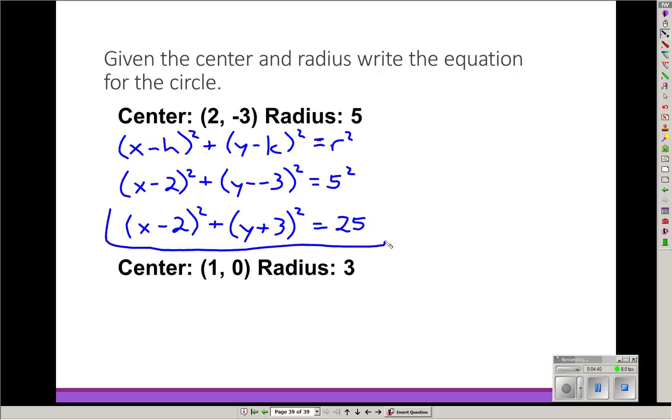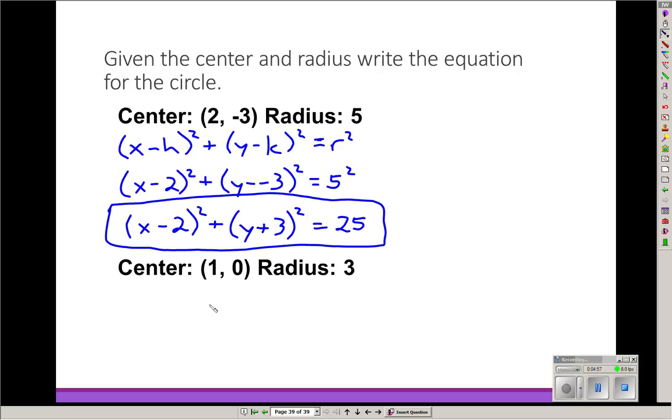Notice in the equation, negative 2 in the equation, positive 2 in the center point, positive 3 in the equation, negative 3 in the center point, and then 5 squared is your 25.